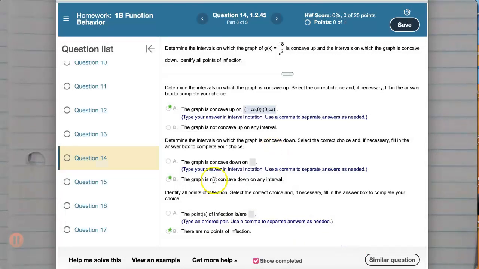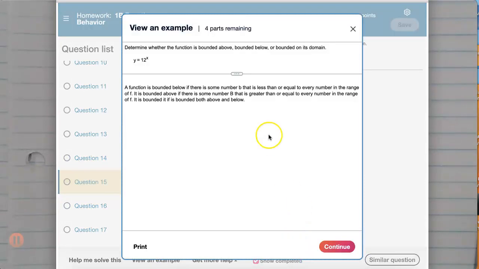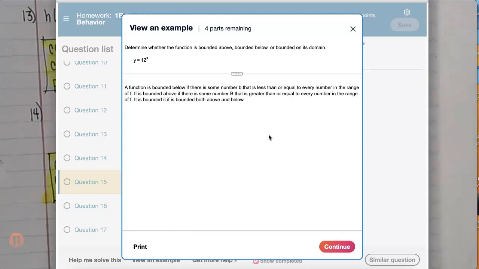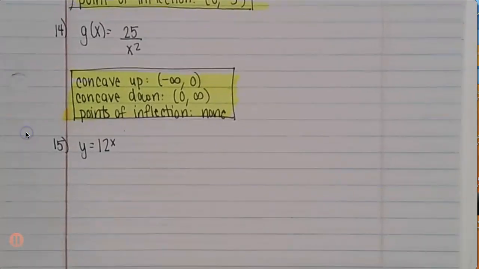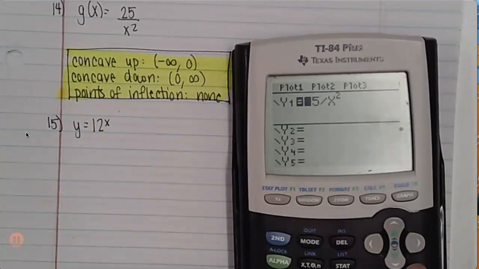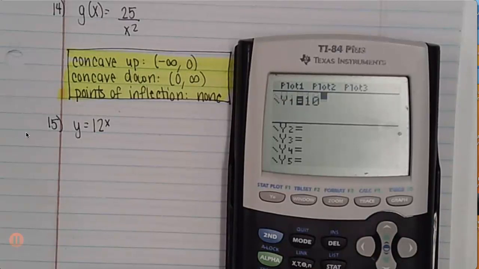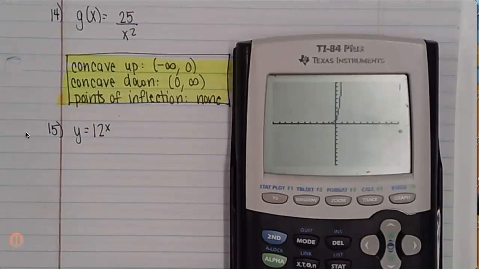All right, number 15. Determine whether the function is bounded above, bounded below, or bounded on its domain. Let's graph it and see. I'll write down the equation first. All right, so 12 raised to the x power, it's going to be bounded below. Yep.